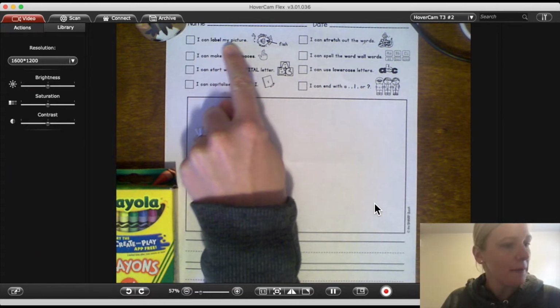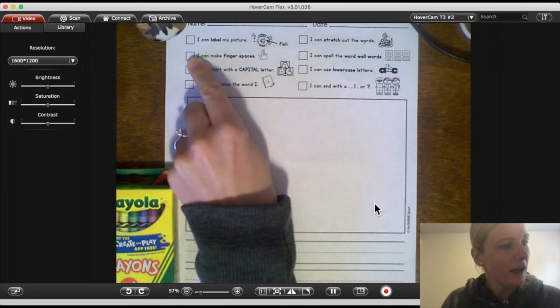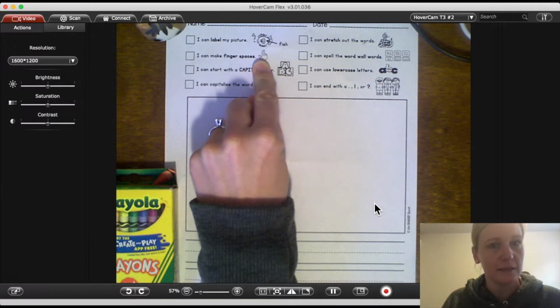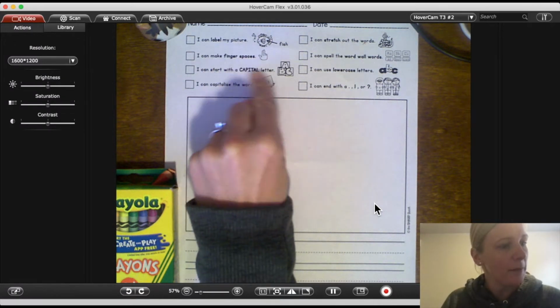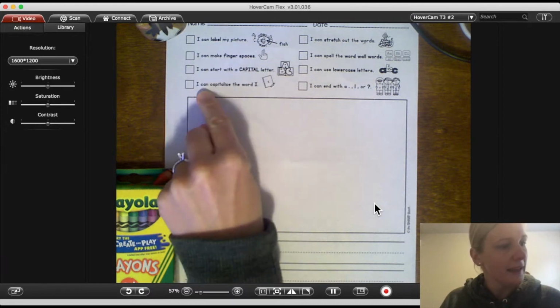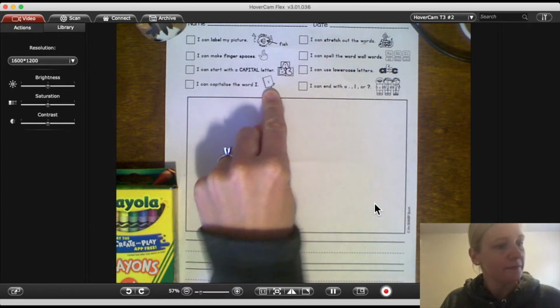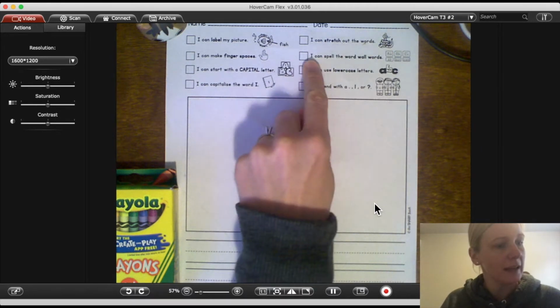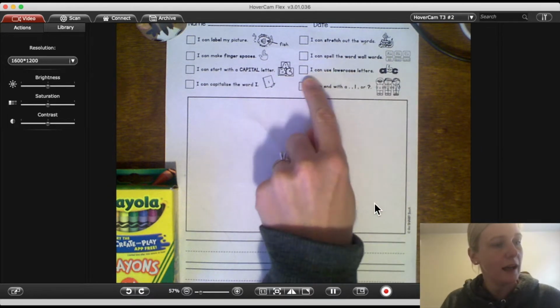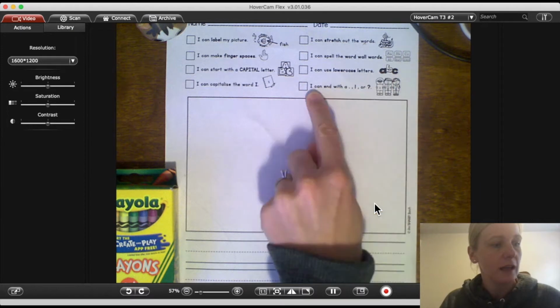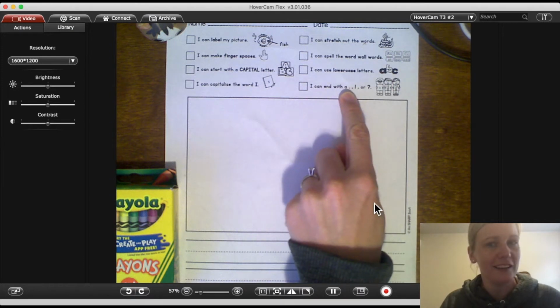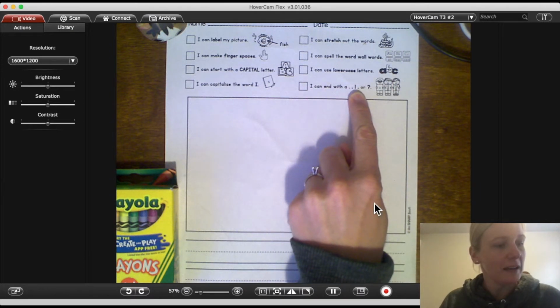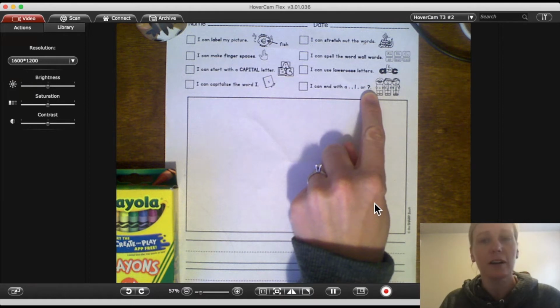I can label my picture. I can make finger spaces. I can start with a capital letter. I can capitalize the word I. I can stretch out my words. I can spell the word wall words. I can use lowercase letters. And I can end with a period, exclamation point, or question mark.